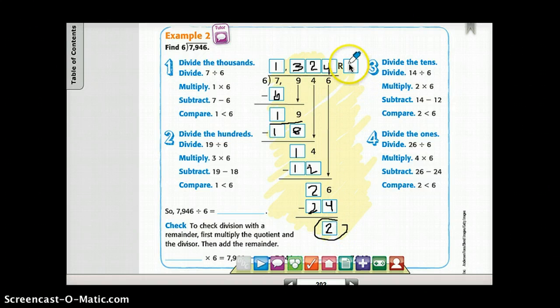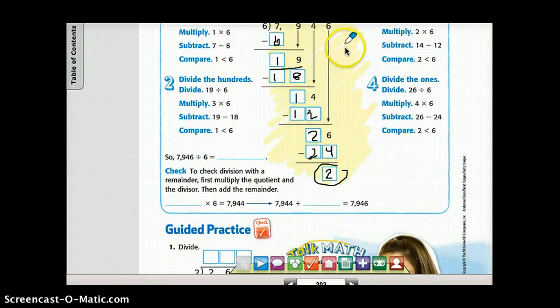So don't forget about remainders. So, remainder of 2. Remember, to check this division with a remainder, you first multiply the quotient and the divisor, and then you add in that remainder. So you'd multiply 1,324 times 6, and then we would add that 2 in.